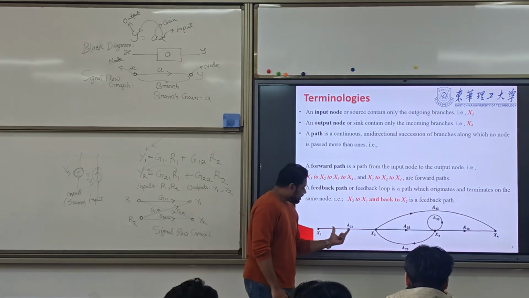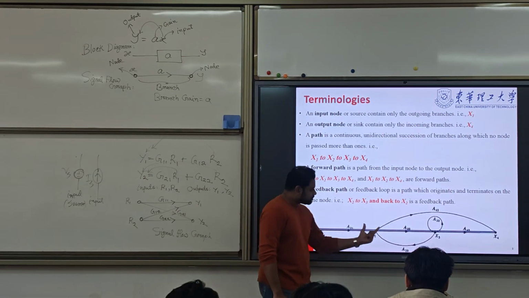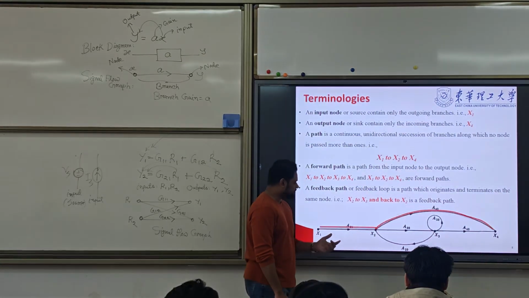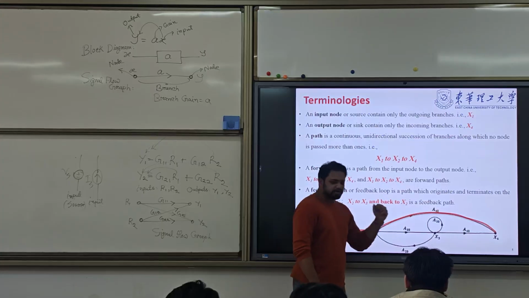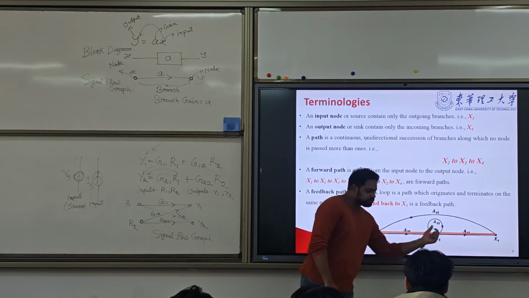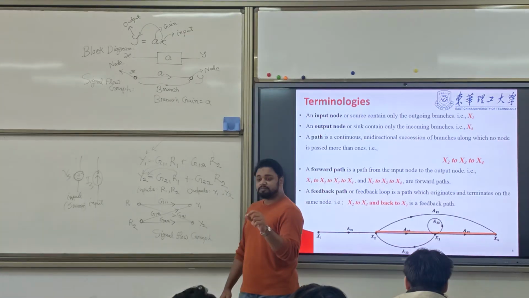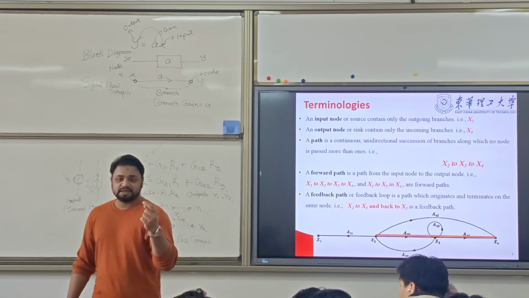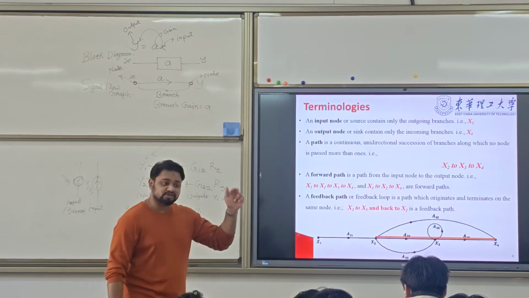Here, how many branches? 1 branch, 2, 3 branches. Here, how many branches? 1, 2 branches. Here, how many branches? 1, 2 branches. So it is a path if there is more than one branch and if there is one direction.